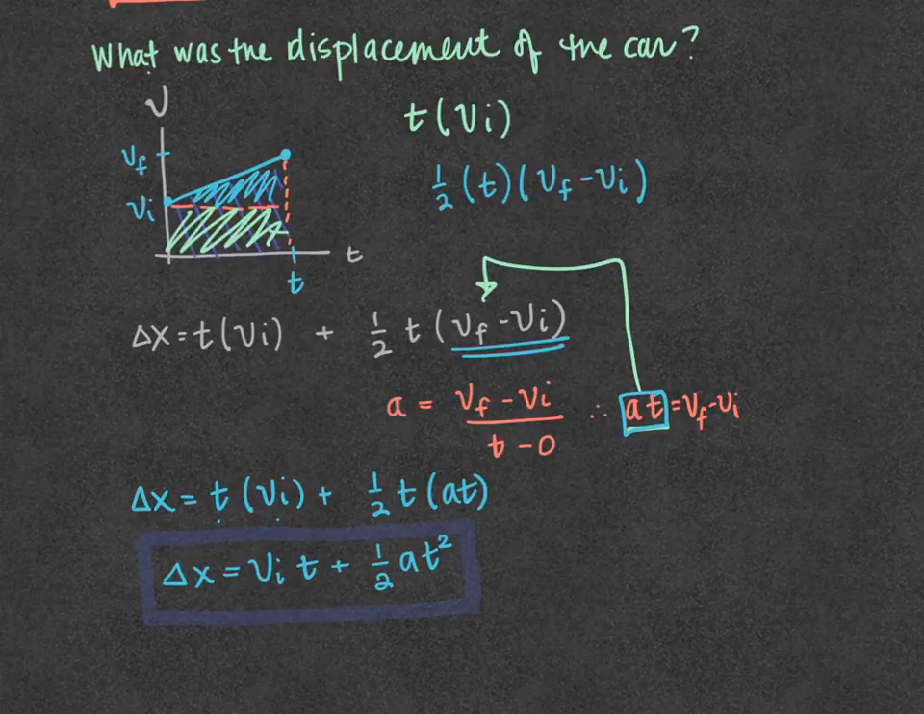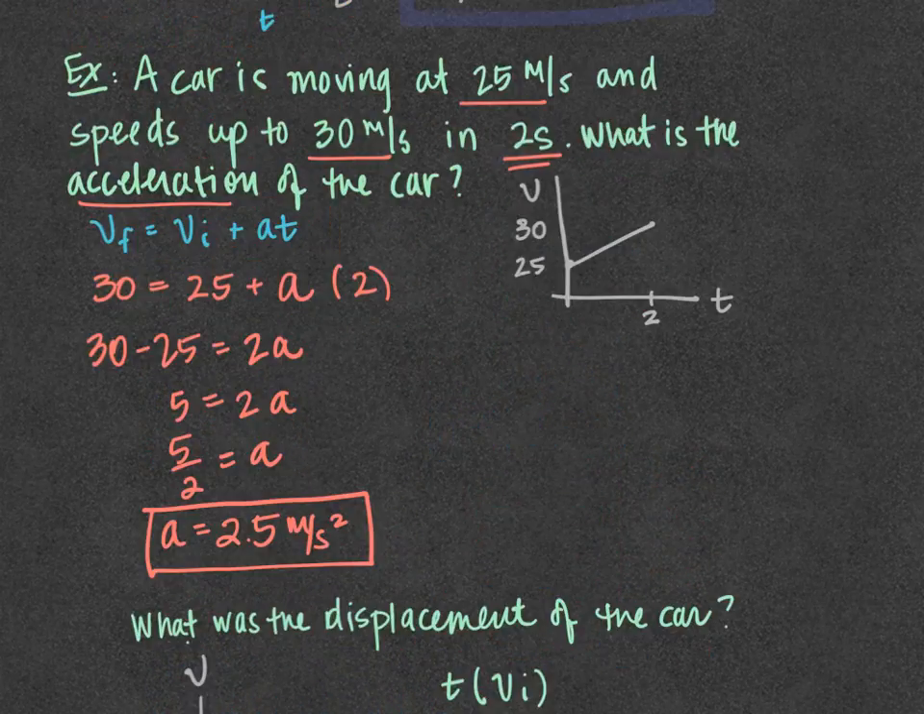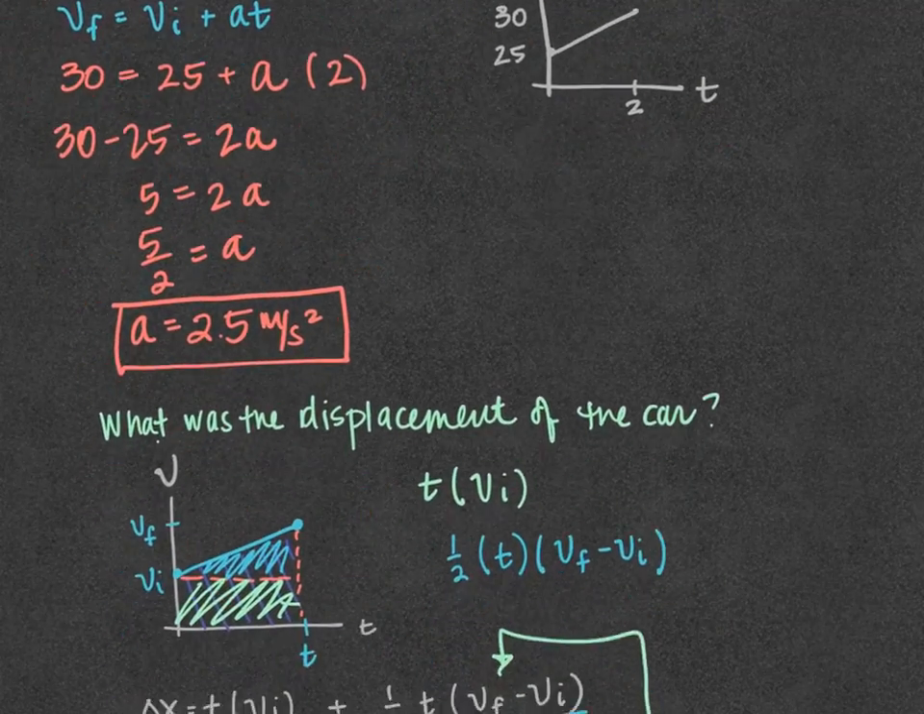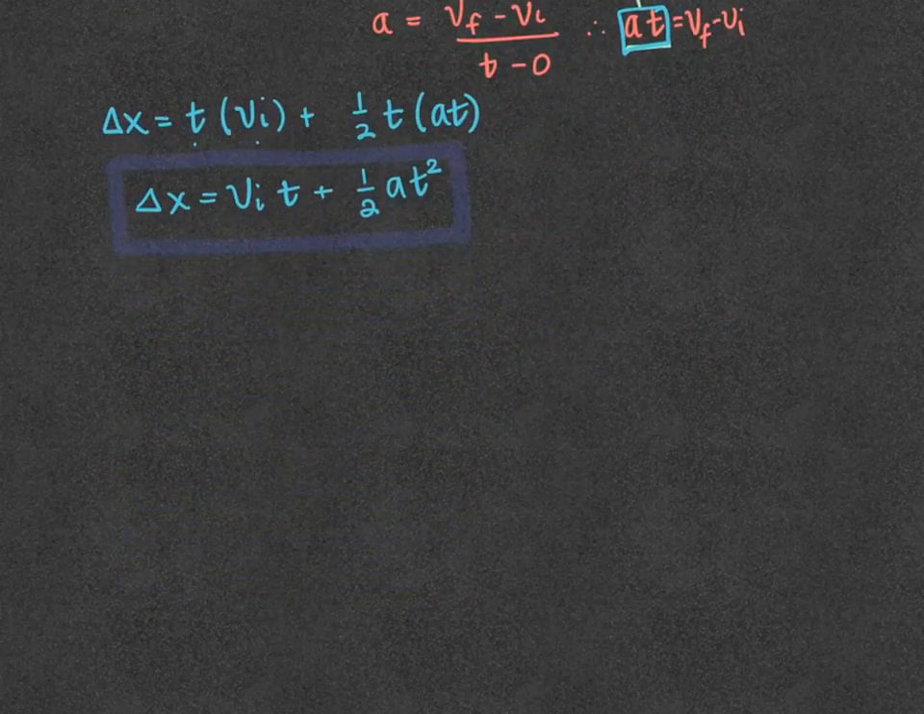So let's go back to our question. What was the displacement of the car? So we know that the initial velocity was 25 meters per second. The final velocity is 30 meters per second. We have a time and we found the acceleration. So now we can use our new function for determining the displacement of our car. So let's look at that. So this is the function that we're going to use.